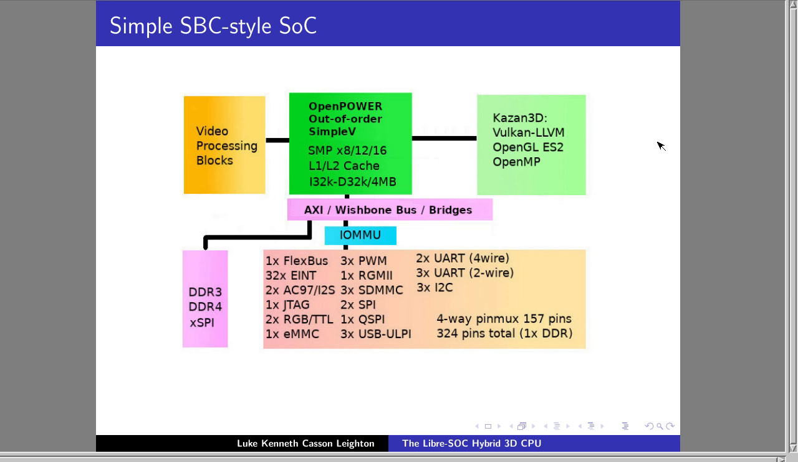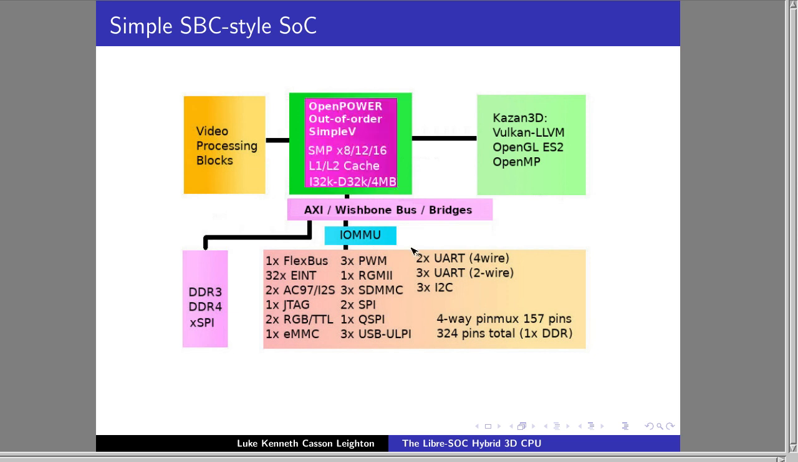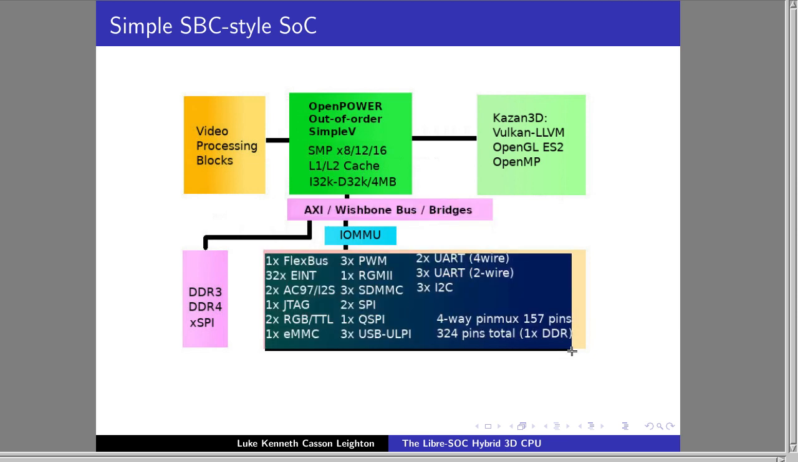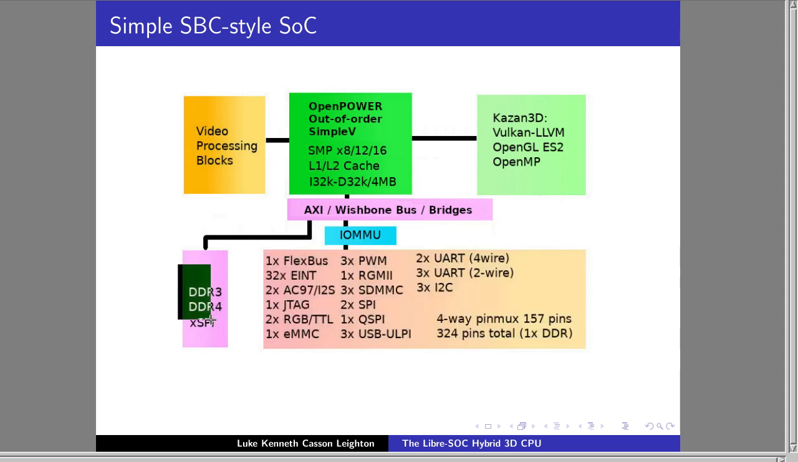Anyway, quick, lovely, pretty diagram. You can see the thing. You've got the core here. That's your main core. You've got an AXI and Wishbone bus. You've got an IO MMU to protect the peripherals from attack. But you've got the usual stuff that you would see on a Raspberry Pi style processor, and DDR3, DDR4, and JEDEC HyperRAM as well.